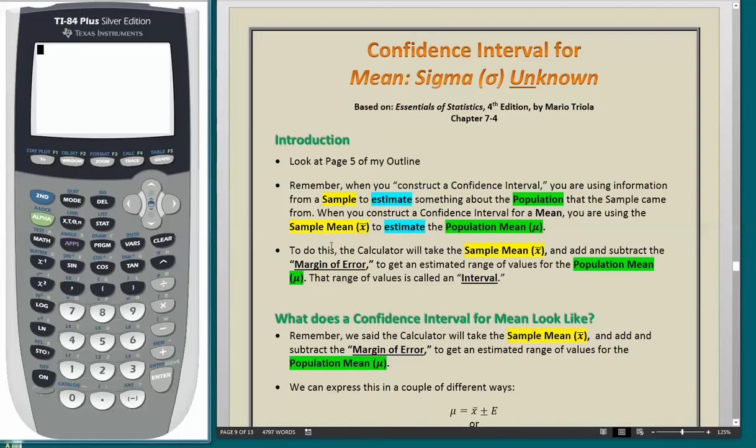So in order to do this, the calculator will take the sample mean, again that's x bar, and it will create two numbers. It will create one number by adding the margin of error to the sample mean, and it will create another number by subtracting the margin of error from the sample mean. And that will give us an estimated range of values for the population mean, which again is mu. And that range of values is called an interval, which is why these are called confidence intervals.